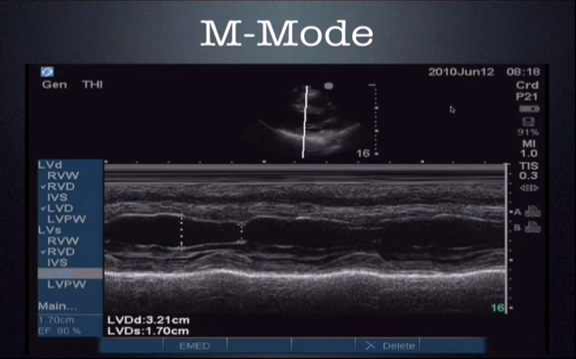When you activate M mode, you're going to see a line drop across your screen. You're going to position that line on your B mode image. And then the ultrasound is going to spit out an image that looks like this.